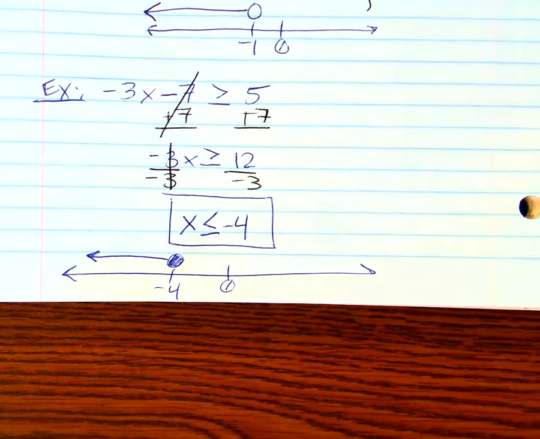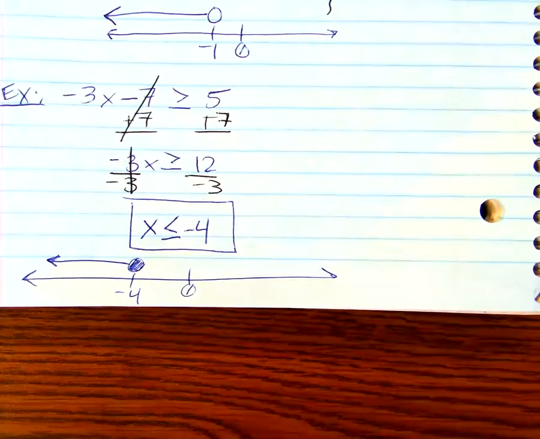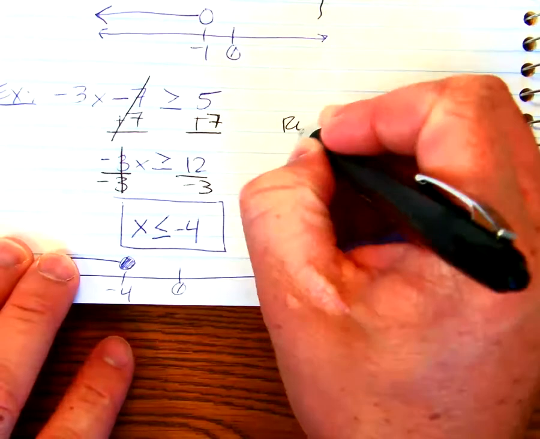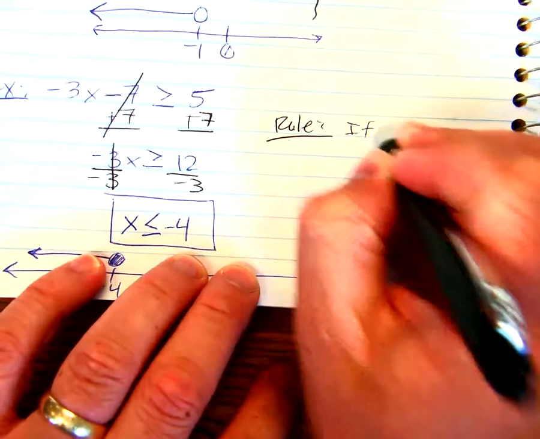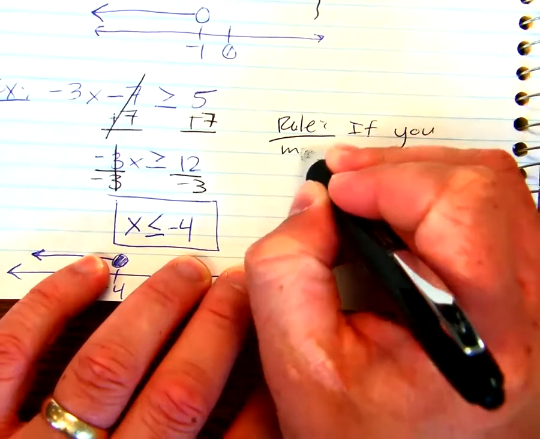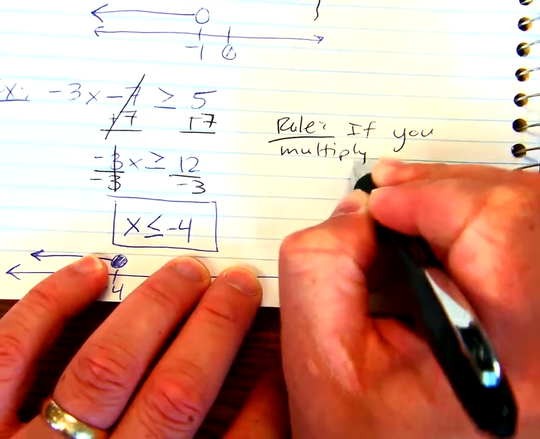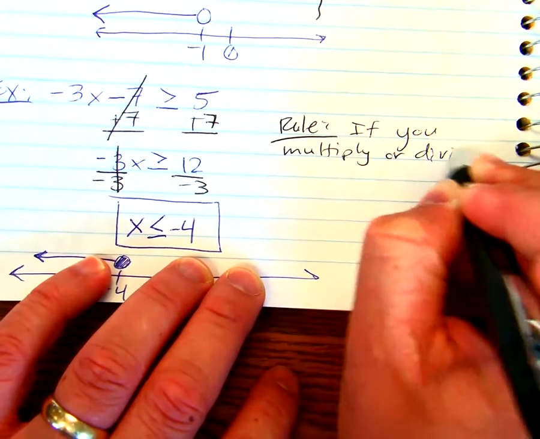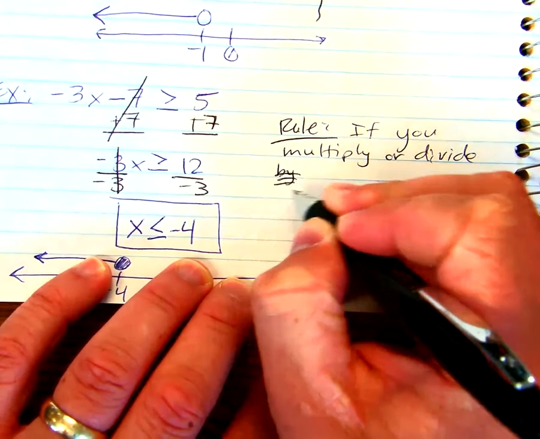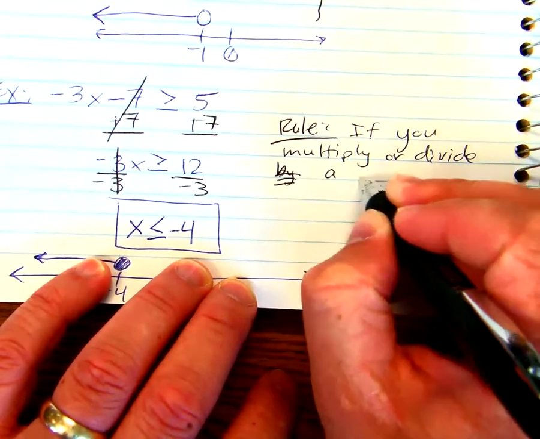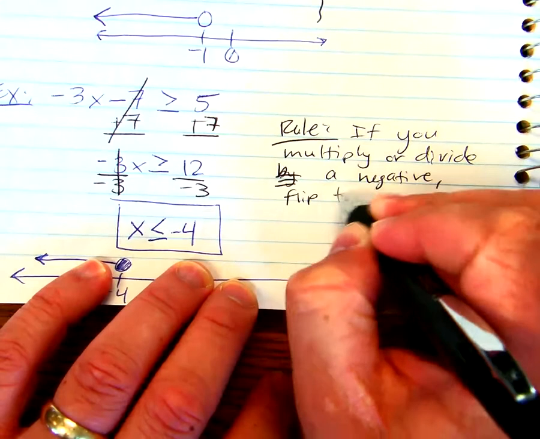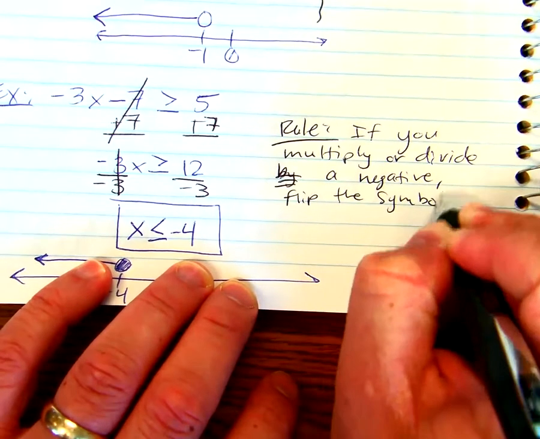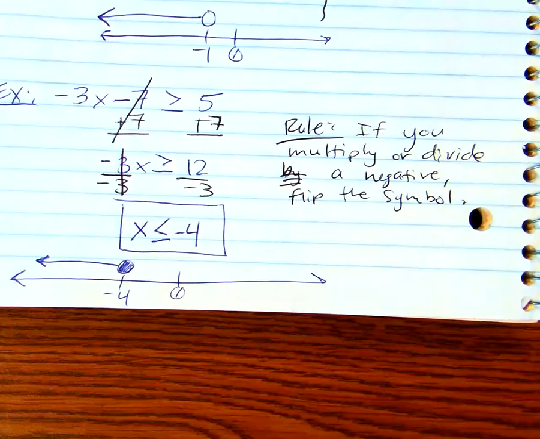So there is a rule to this, and I do want you to write this down. The only thing that is different here, just write this little rule off to the side or underneath it where you have room in your notes. If you multiply or divide by, and please underline that a few times, by a negative, flip the symbol. So if you multiply or divide by a negative, flip the symbol.